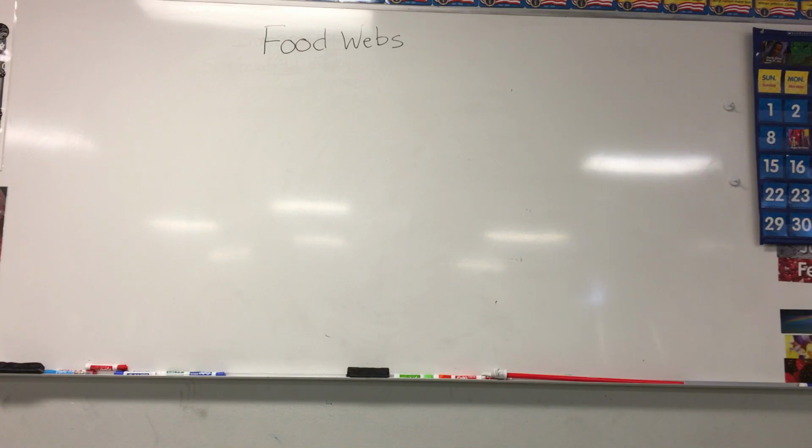Today we're going to continue with our life science, and we're going to be talking about food webs. Previously we talked about food chains, but today we're going to talk about food webs. In the real world, energy exchanges are much more complicated than a single food chain. The same organisms can be part of multiple food chains. Scientists use food webs to show all of the feeding relationships and overlapping food chains.